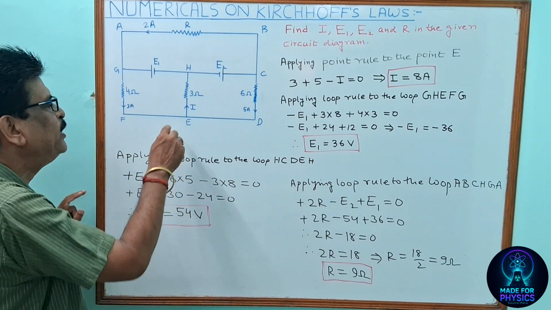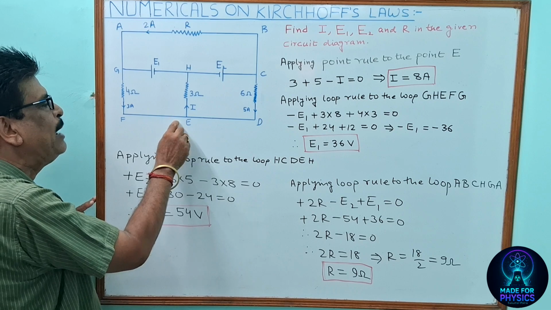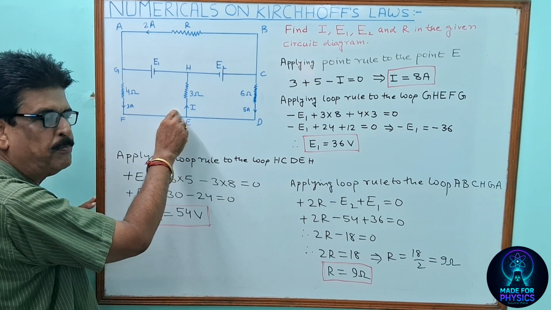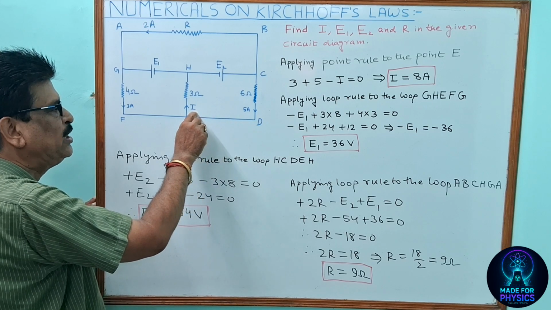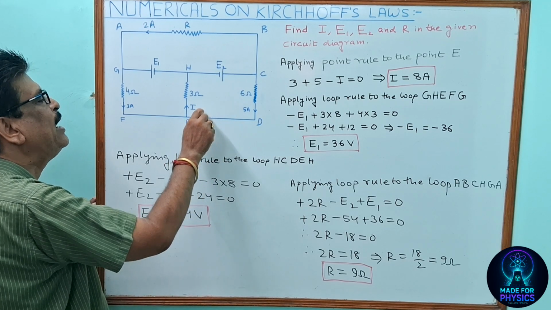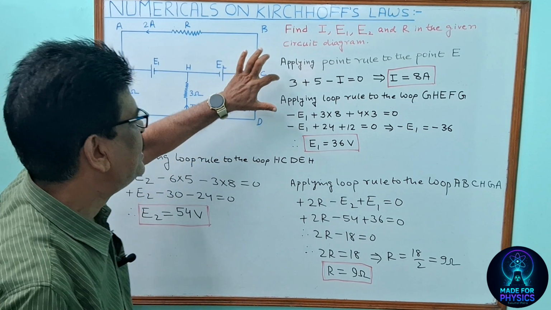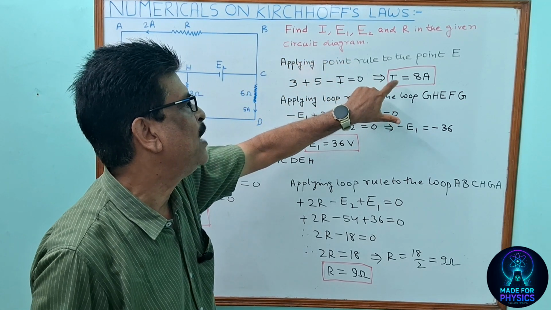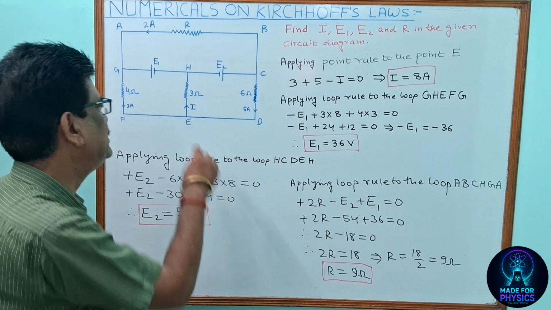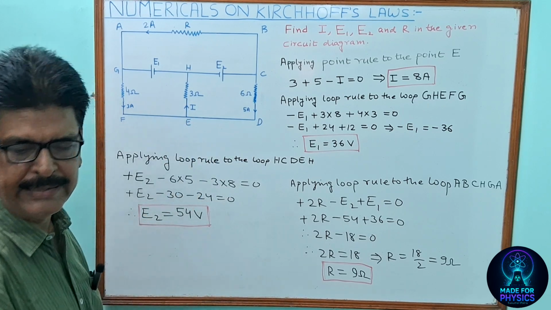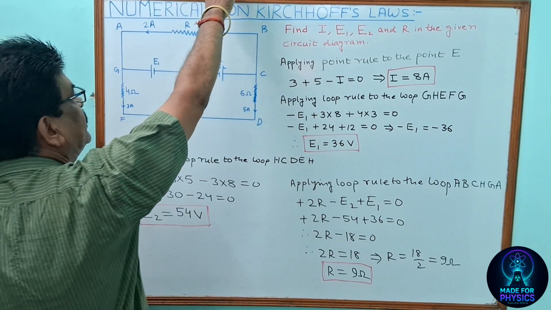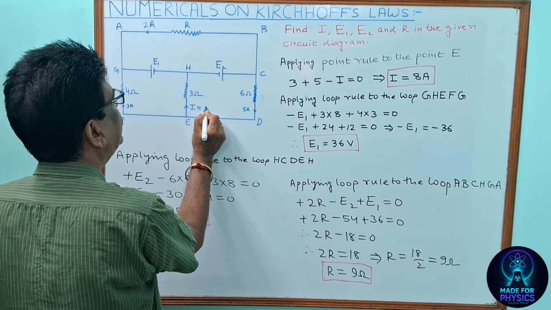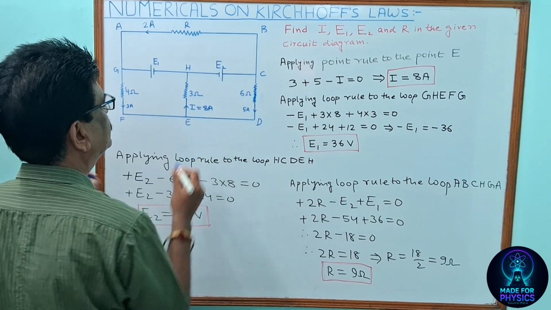If you apply point rule at point E, this current 3 ampere is approaching the point, 5 ampere is approaching the point, and I is moving away from the point. So if we apply, it becomes 3 plus 5 minus I is equal to 0. Therefore, I is equal to 8 ampere. So we can write here, this is 8 ampere. I is equal to 8 ampere.